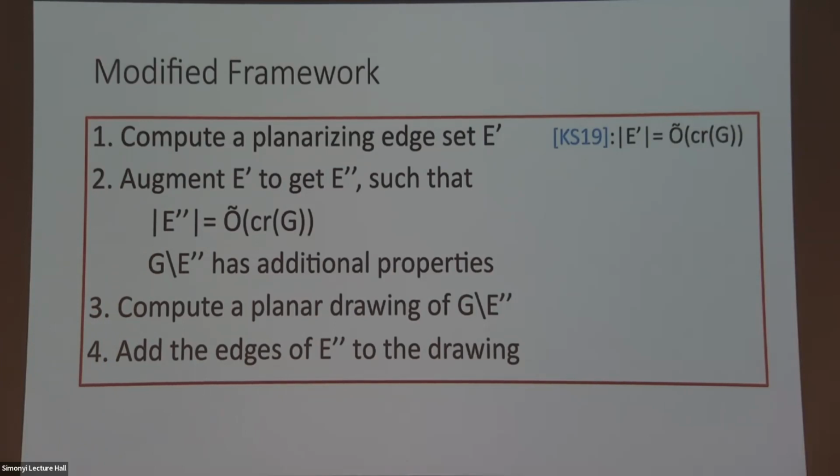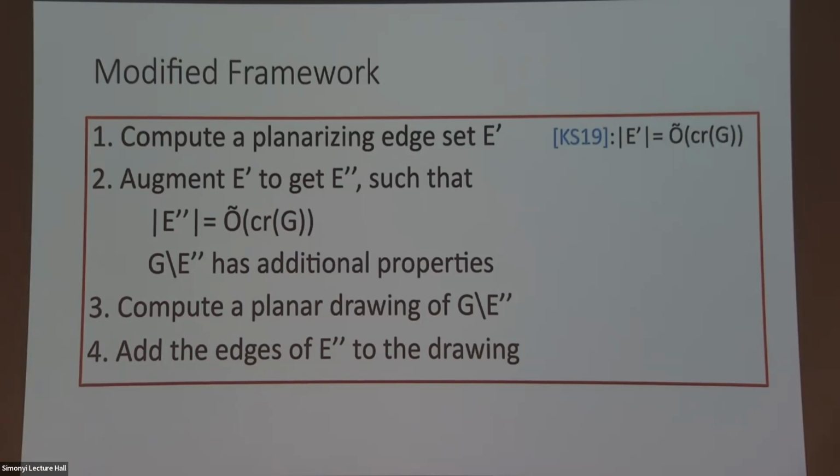Okay, but after that, we allow ourselves to augment this set to a bigger set called E double prime, such that its size is still approximately CR(G), so it does not basically blow up in size. Okay, but the remaining graph has some additional properties. This is basically the only modification of the framework. Okay, and the third and fourth steps are identical to the previous second and third steps. Compute the drawing of the remaining graph in a planar way, and add the edges back into the drawing. This is our new, modified framework.